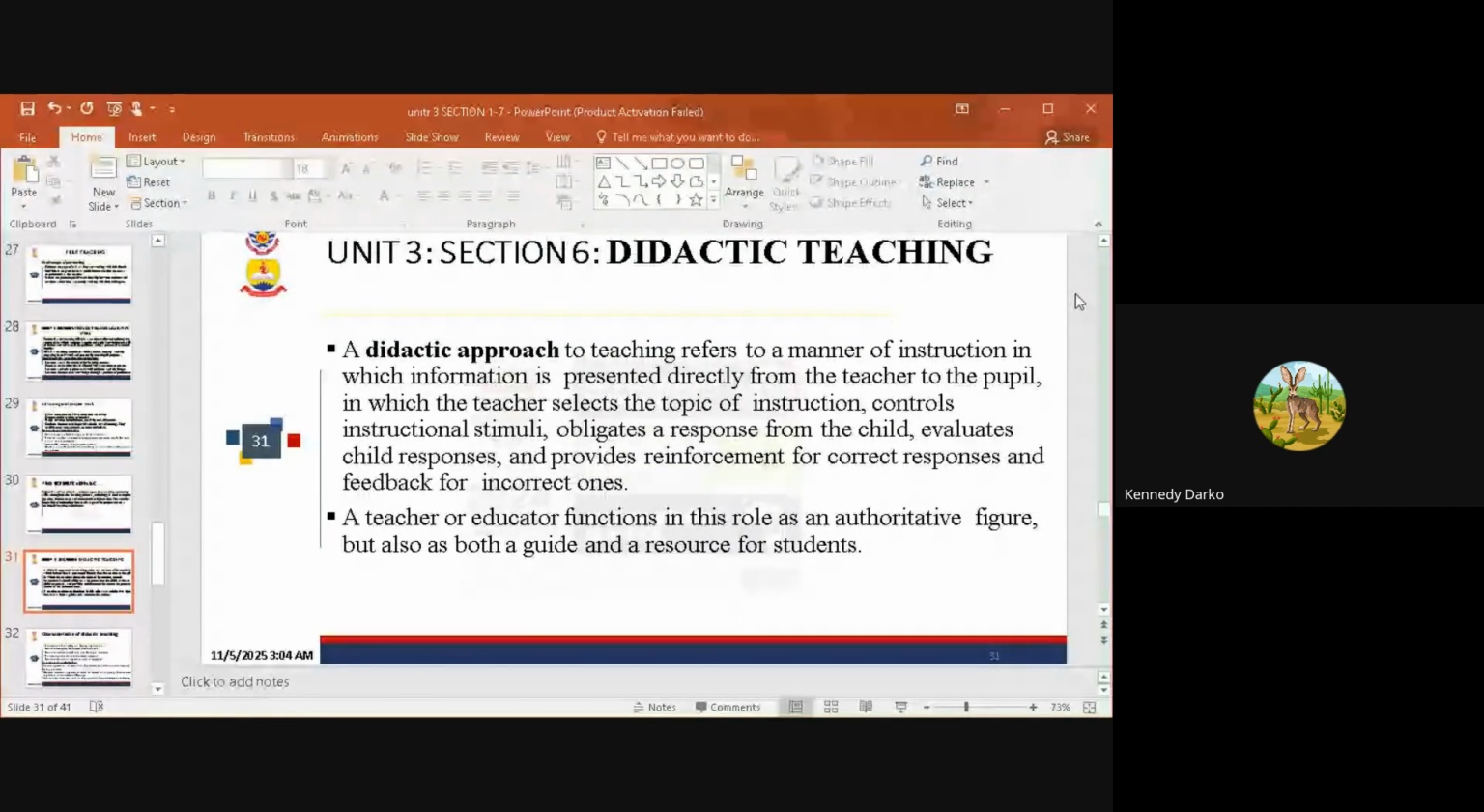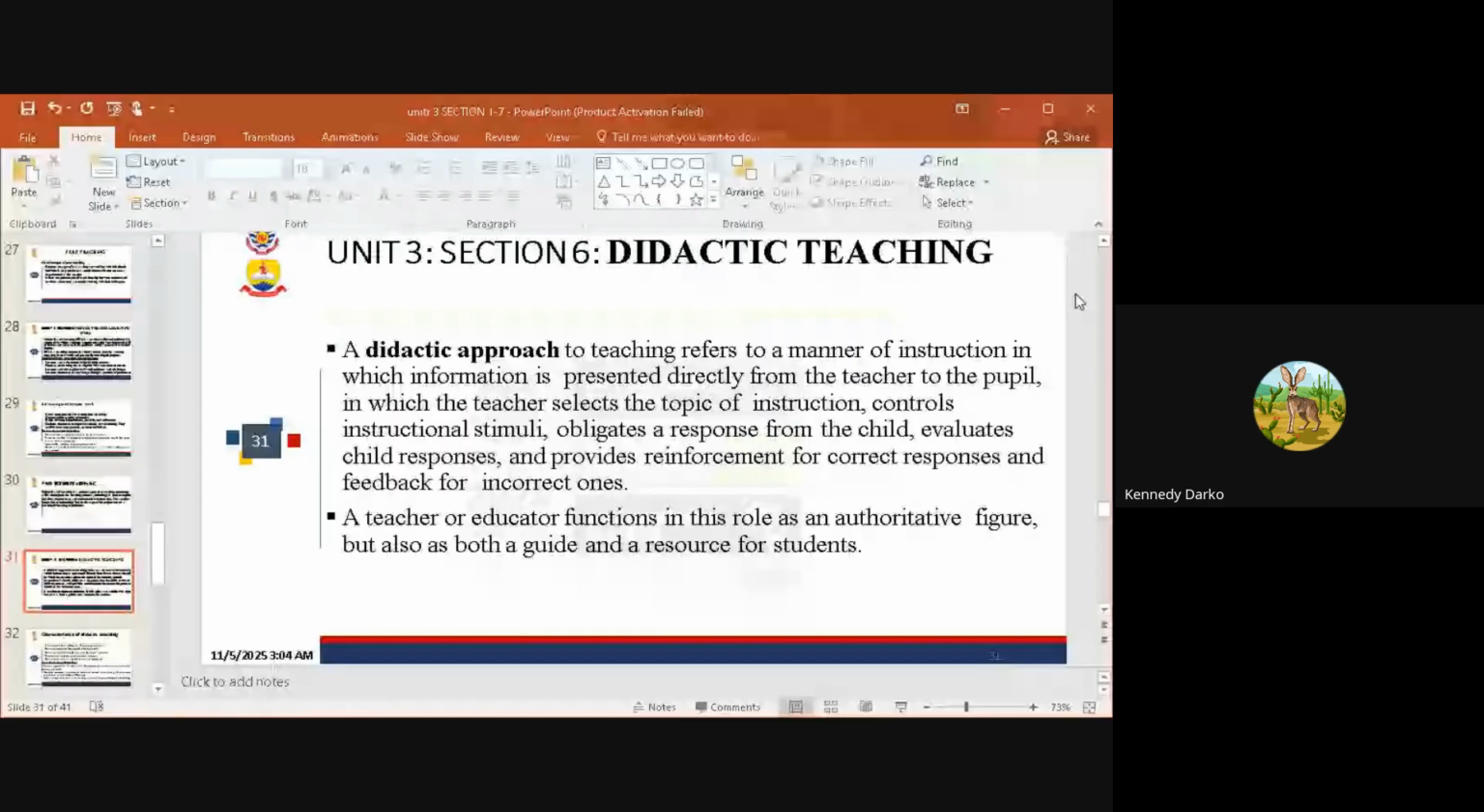Now we have the didactic teaching. The didactic teaching refers to a manner of instruction in which information is presented directly from the teacher to the people, in which the teacher selects the topic of instruction, controls instructional stimuli, elicits responses from the child, evaluates child responses, and provides reinforcement for correct responses and feedback for incorrect ones.